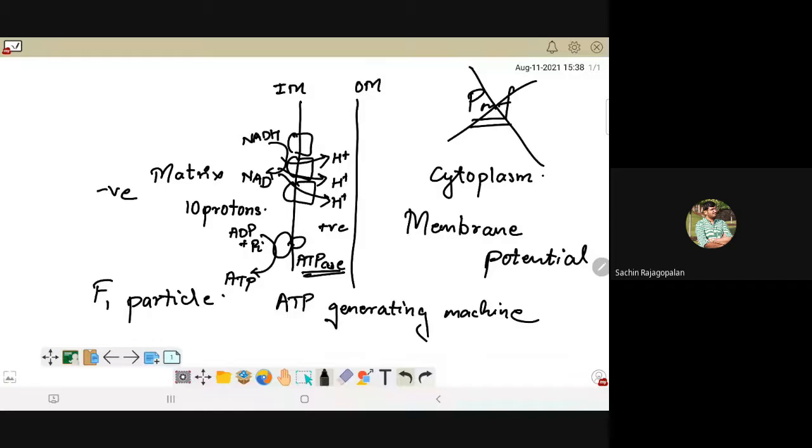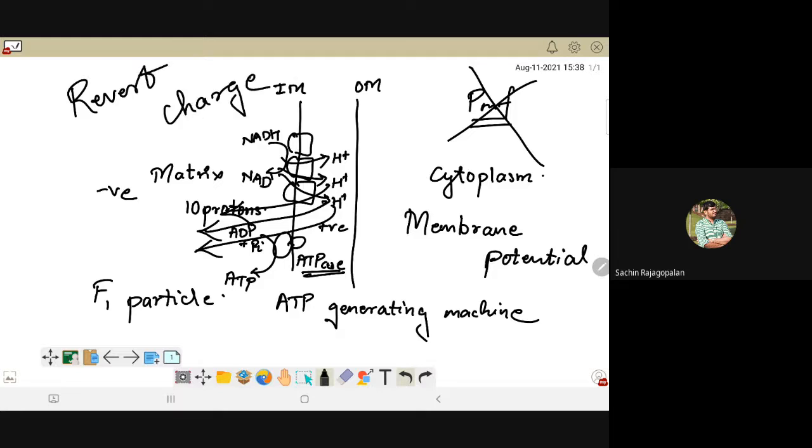The PMF that has been established, I will have to de-establish that PMF. How will it be de-established? When I take these protons back, when I revert the charge, I will end up de-establishing the PMF, because now there is no charge based difference. And if there is no charge based difference, then it is obvious I do not have this PMF. Are you understanding this point?